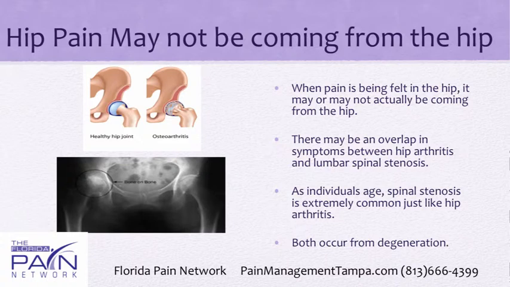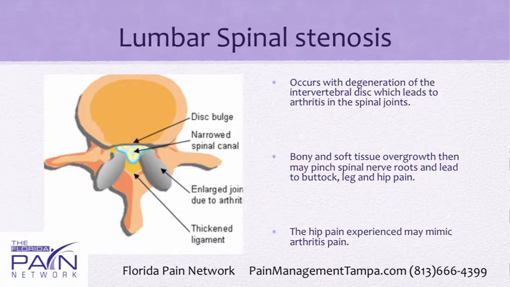There may be an overlap in symptoms between hip arthritis and what's called lumbar spinal stenosis. As individuals age, spinal stenosis is very common, just like hip arthritis. Both occur from degeneration. So here's a cartoon picture of lumbar spinal stenosis. It starts with degeneration of the intervertebral disc. This then shifts extra forces back to this area where you have the joints of the spine. They can get arthritic and enlarged, and the soft tissue around it can get enlarged. And that can impinge on the spinal canal and the nerve roots as they try to get out from the spinal canal. The hip pain that develops from it can mimic that seen with hip arthritis pain.